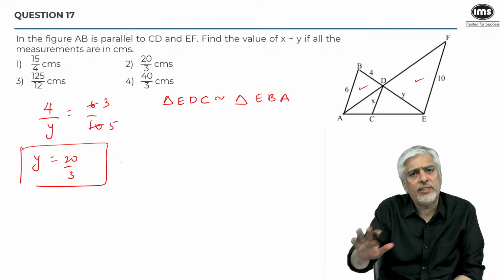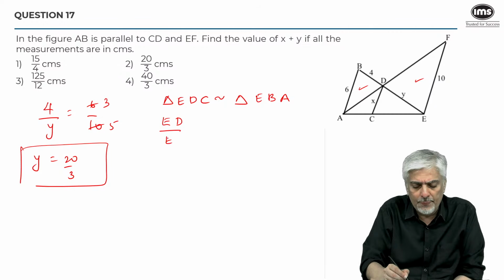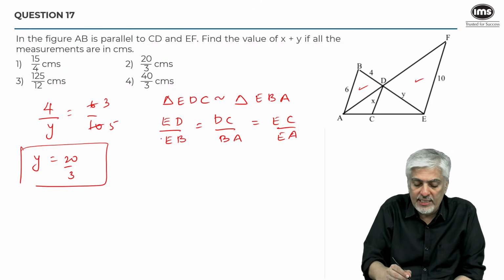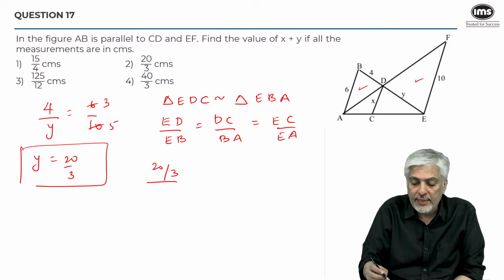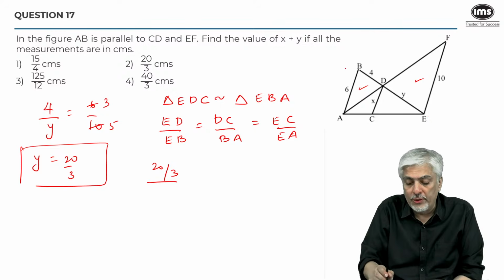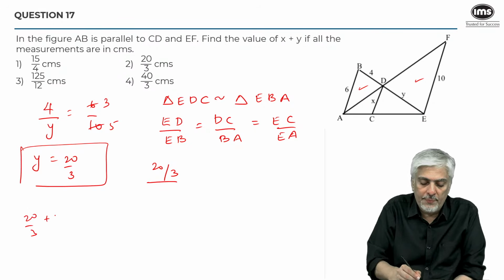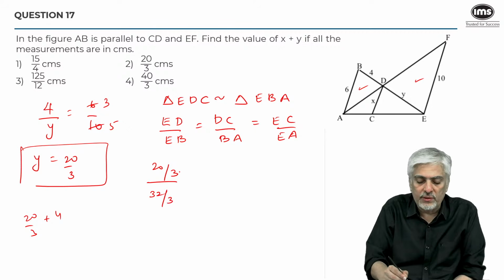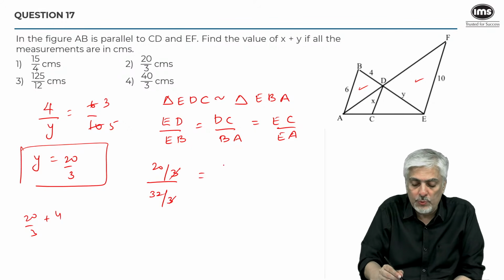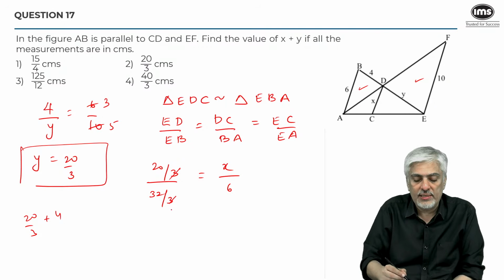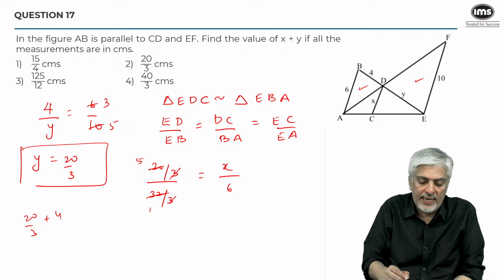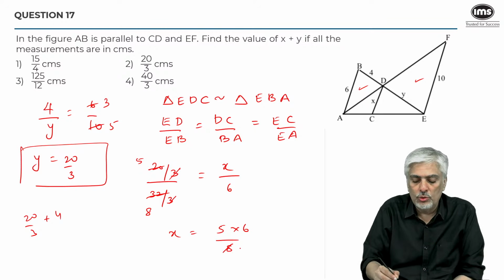Now, let's write the ratios. Without thinking, the first step, write the ratios. ED upon EB is DC upon BA is EC upon EA. ED is y, which I already know, 20 upon 3. EB will be 20 upon 3 plus 4, so 32 upon 3. So the 3 will cancel in the base. DC, which is x, upon BA, which is 6. So x is equal to 5 into 6 upon 8, and we are getting 15 upon 4 by a longer method also.